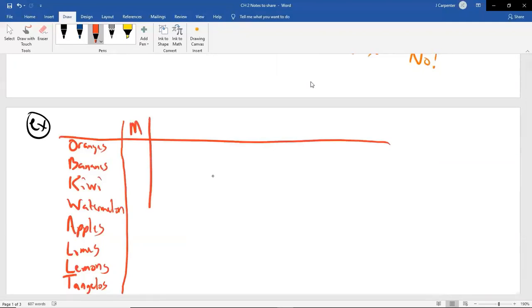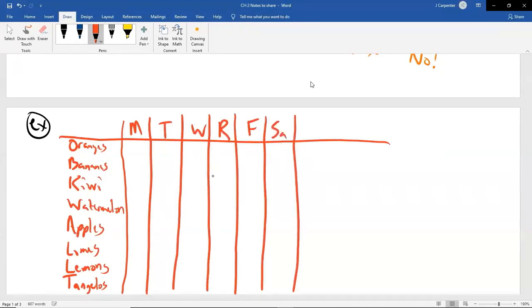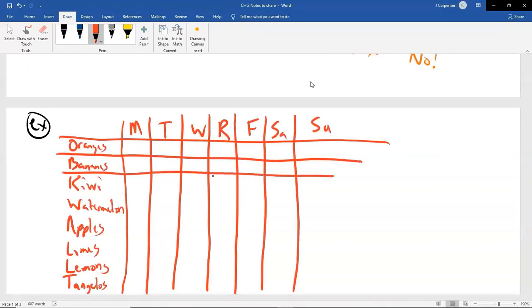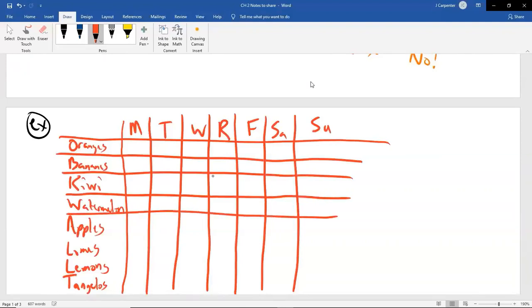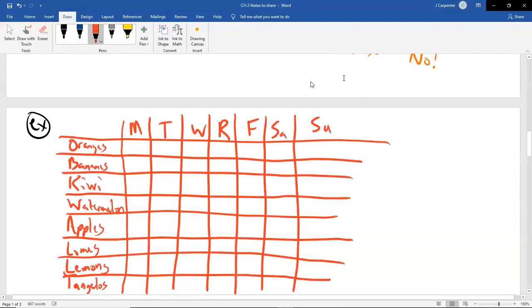Monday, Tuesday, Wednesday, Thursday, which we're college students, we should know is R, Friday, Saturday we'll do SA, Sunday we'll do SU, and then just finish the horizontal lines. Big table, big table. Give you a second to do that.